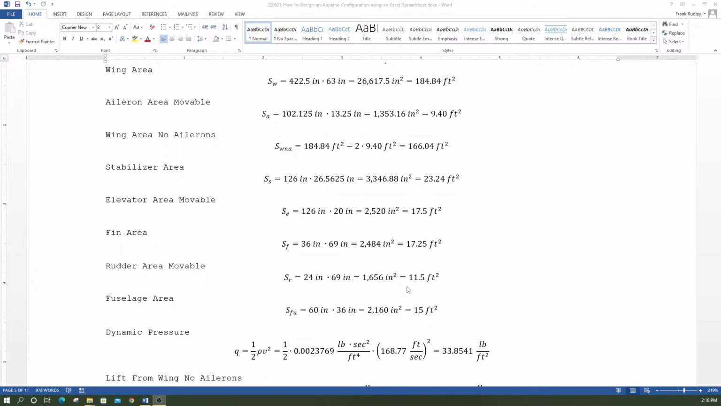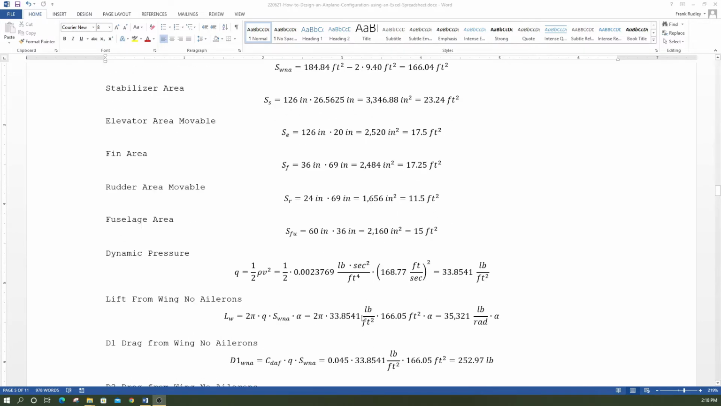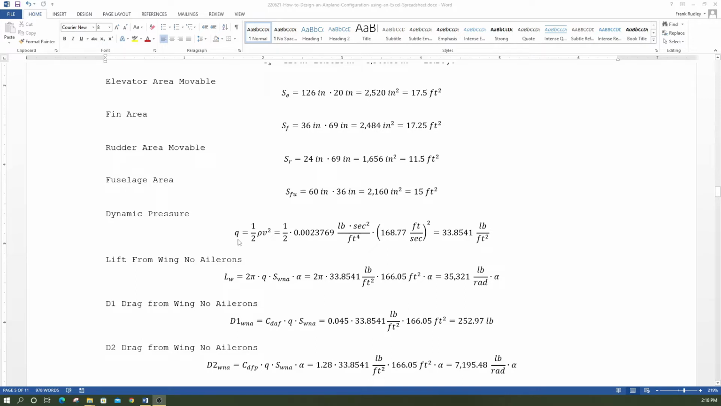So we go back to the drawing to get these dimensions, to get these surface areas, and then the fuselage area, we're assuming that it's about 15 square feet. It's maybe 60 inches by 36 inches. This is a good guess. We kind of drew that out on our diagram. So anyway, the dynamic pressure at 100 knots at sea level winds up being 33.8541 pounds per square foot. So our lift from the wing with no ailerons, this is the lift as a function of angle of attack.